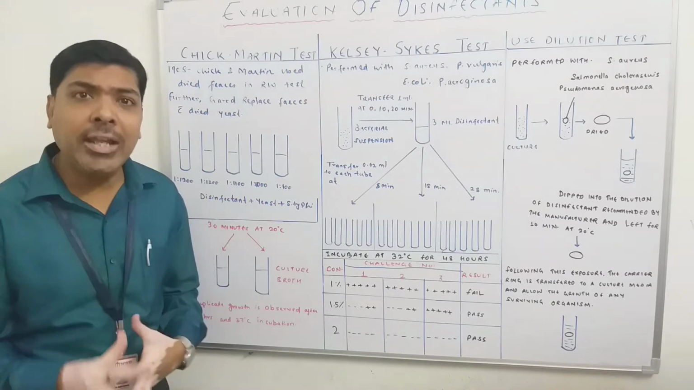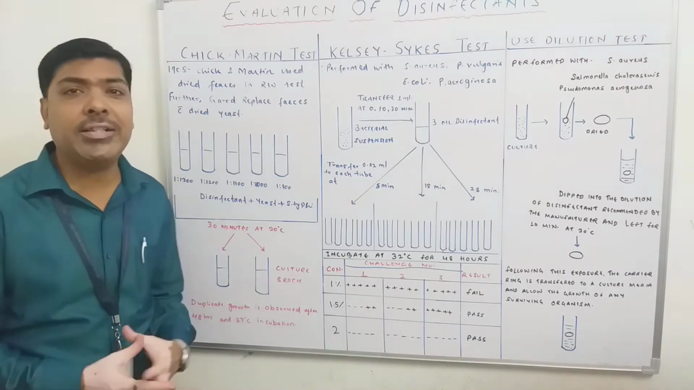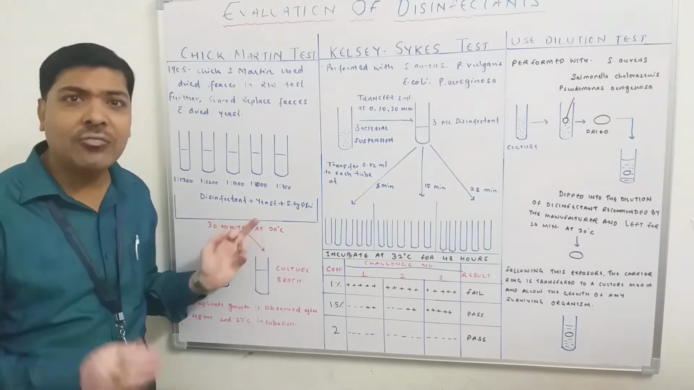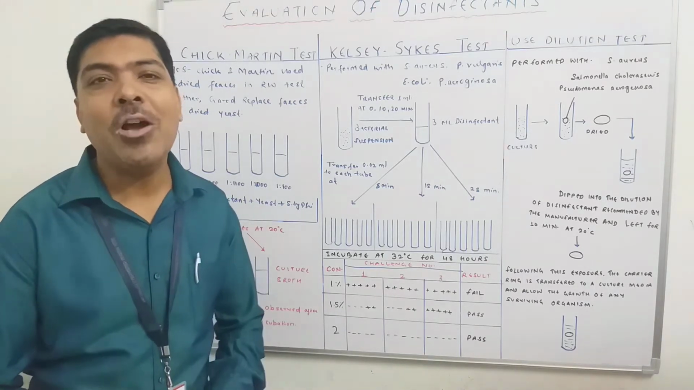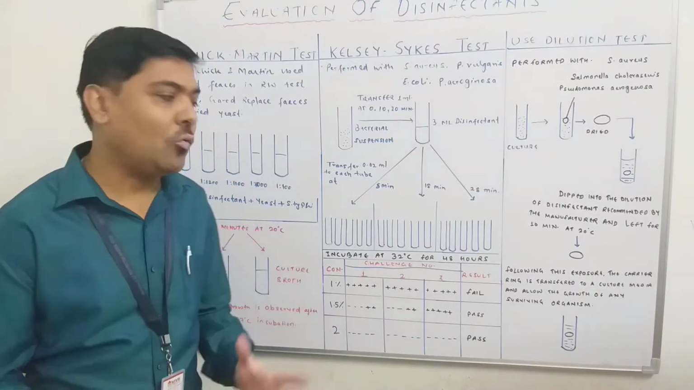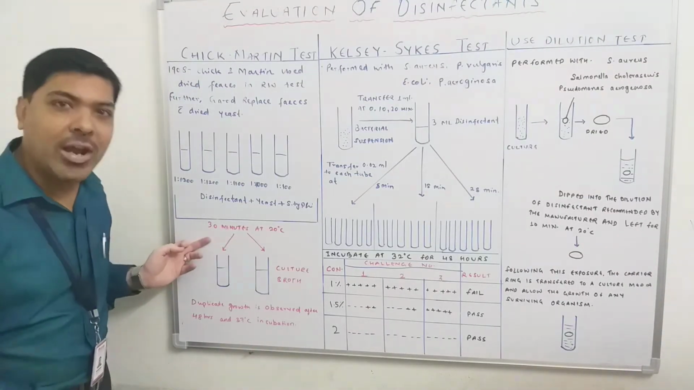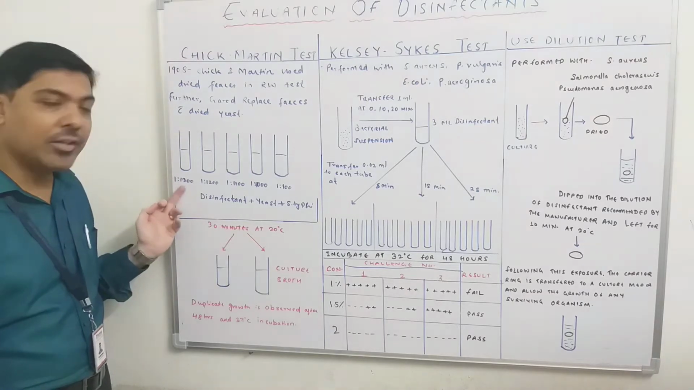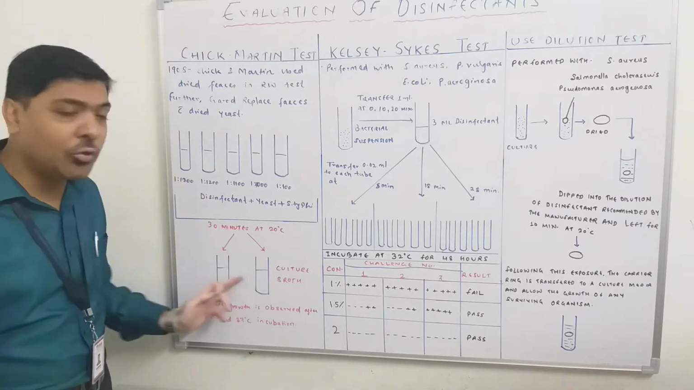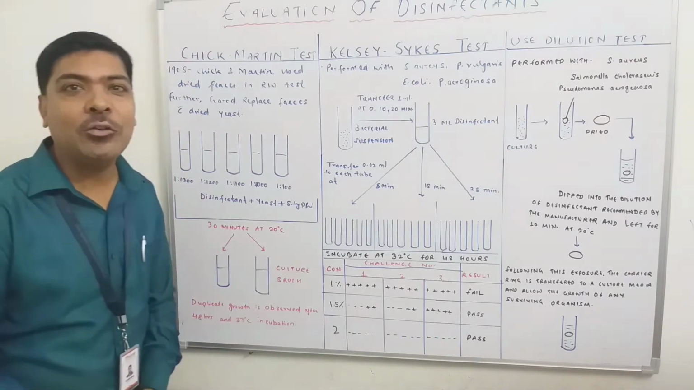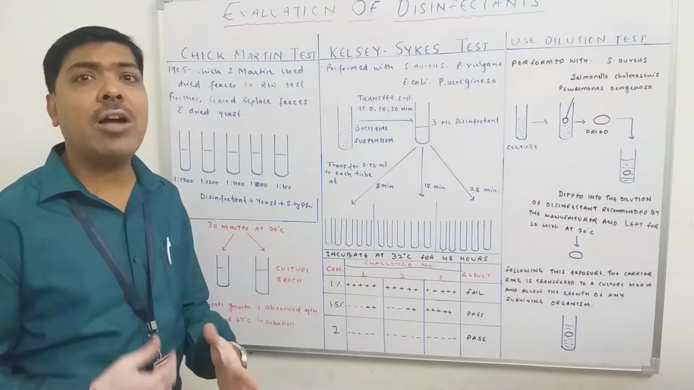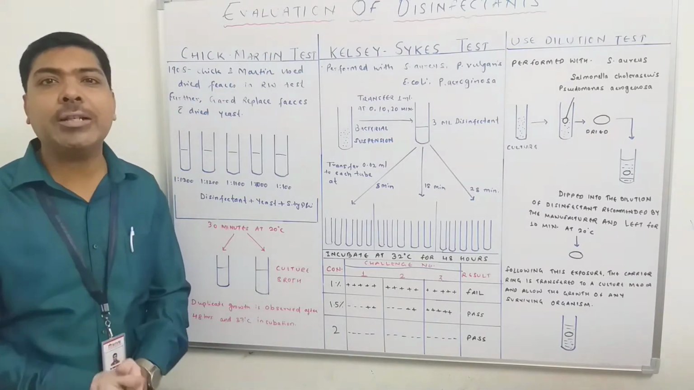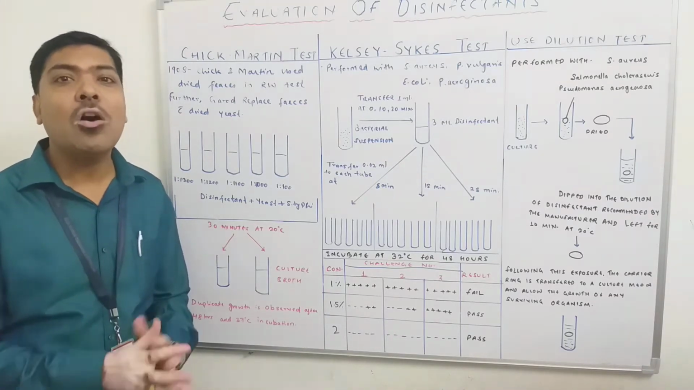But that killing or that activity of disinfectant is actually taking place in the presence of the dry yeast, which is actually the representative of the organic matter. So after 30 minutes, what we have to do? We have to take out some of its sample from the first tube and inoculate into two tubes that consist of the growth media. Here we have to test whether the disinfectant has killed the microorganism in the presence of the organic matter or not.